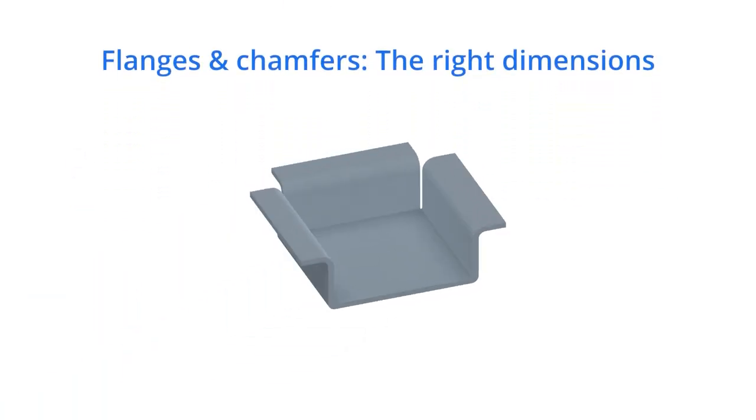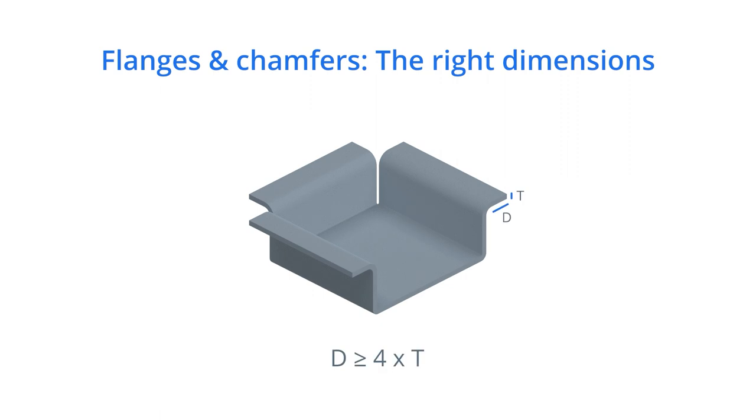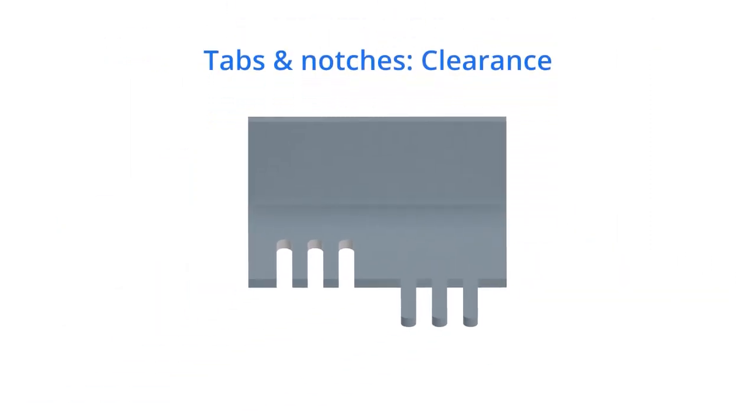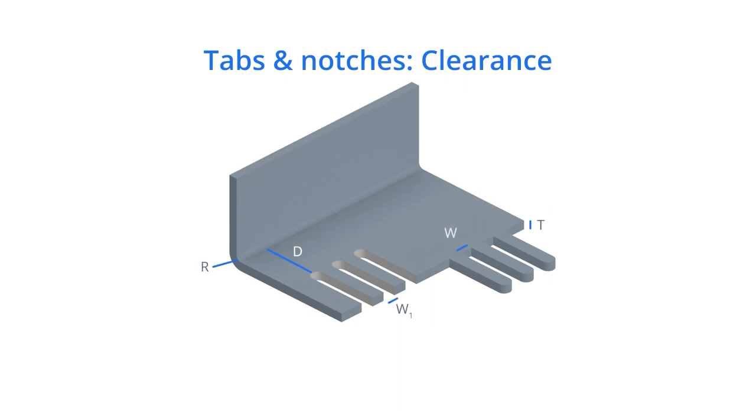Flanges are the edge of the part that is bent from the stationary base. It should be at least 4 times the material thickness. If you make a flange with chamfered ends, these chamfers have to leave enough room to achieve proper bends. Tabs and notches, clearance. Notching is a shearing process that removes a section from the outer edge of the part.